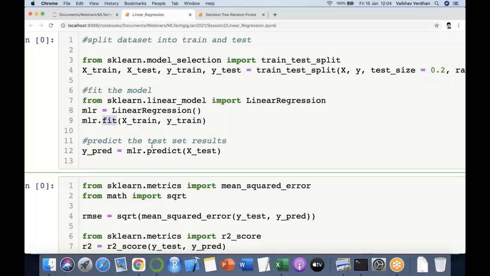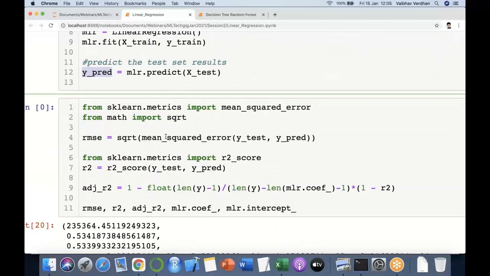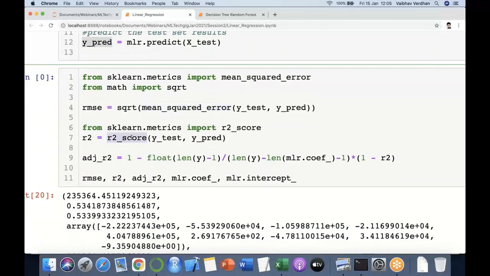Based on that fitted model, I am predicting over here. I'm getting my Y prediction based on the model which has been fitted, predicting the values for X test, the unseen testing data, unseen independent variables. And for them, I'm calculating my mean squared error, and I'm calculating my R square.